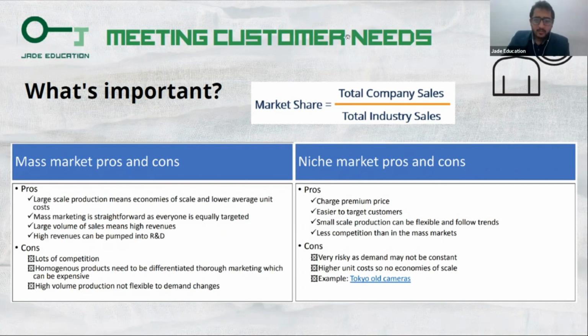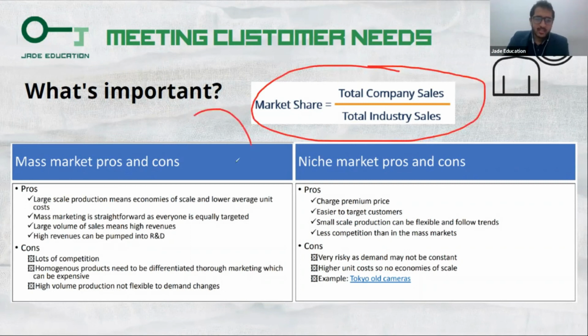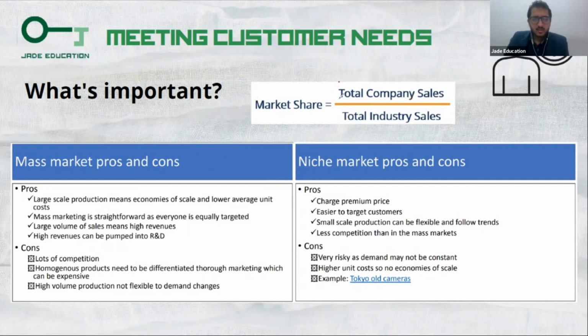Alrighty. So then you've got market share. Now market share is pretty easy. It's what is your slice of the cake? If that's the whole cake, what is your slice? So you're simply taking your slice over the total cake times 100 for market share. So you're taking the total company sales and dividing by the total industry sales.